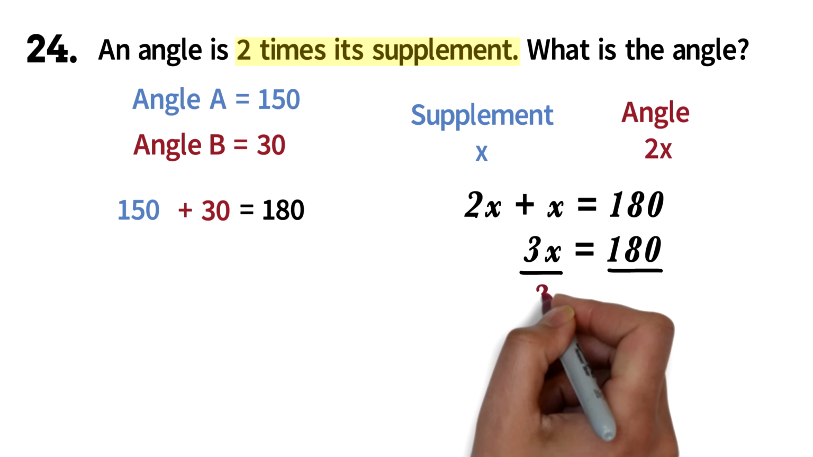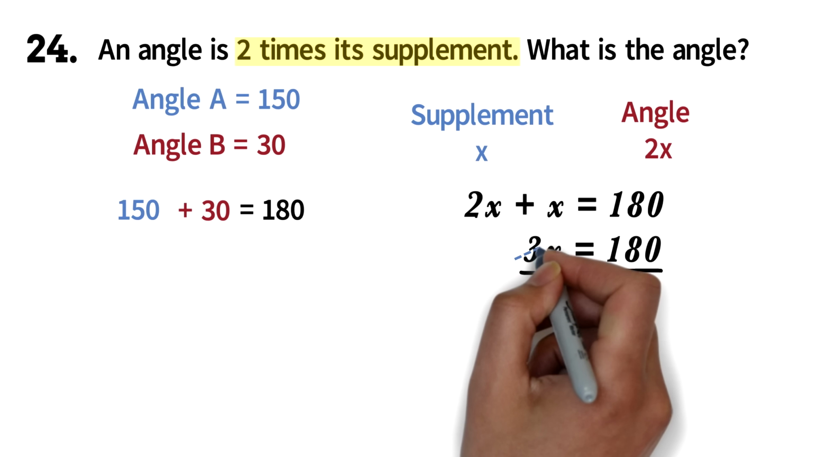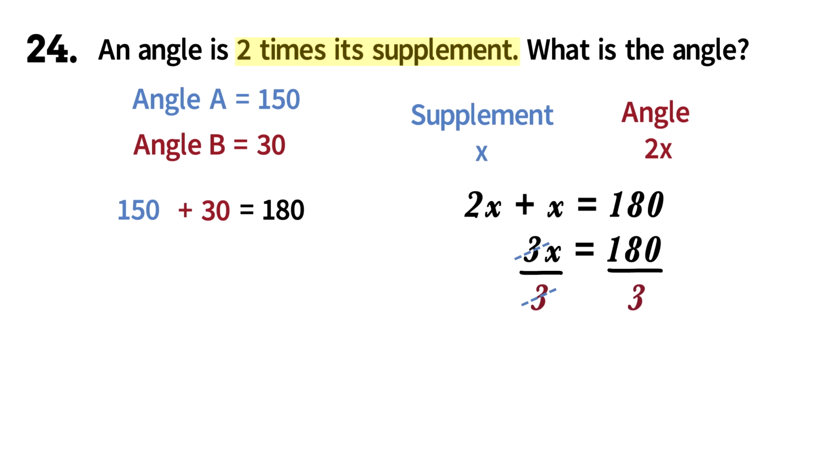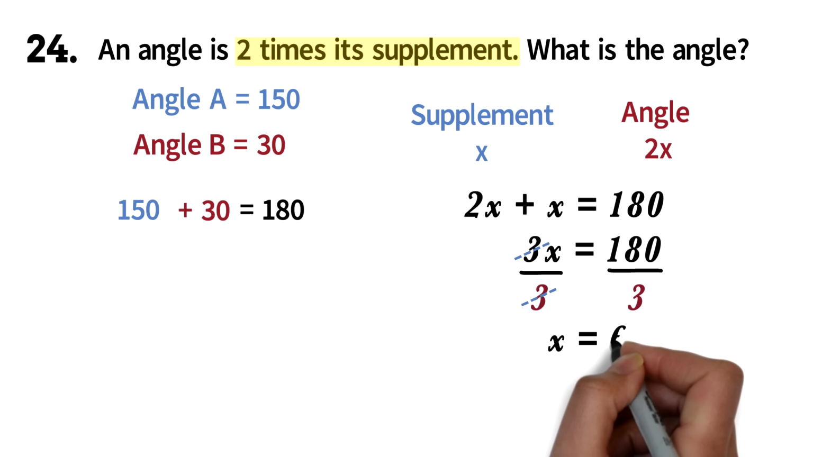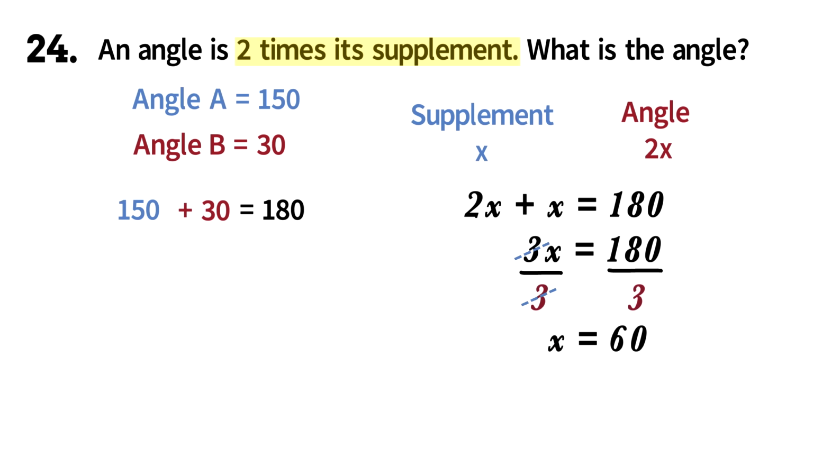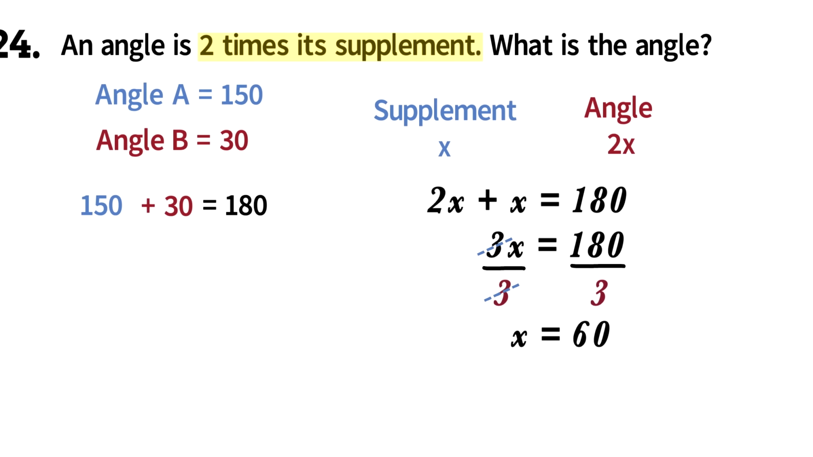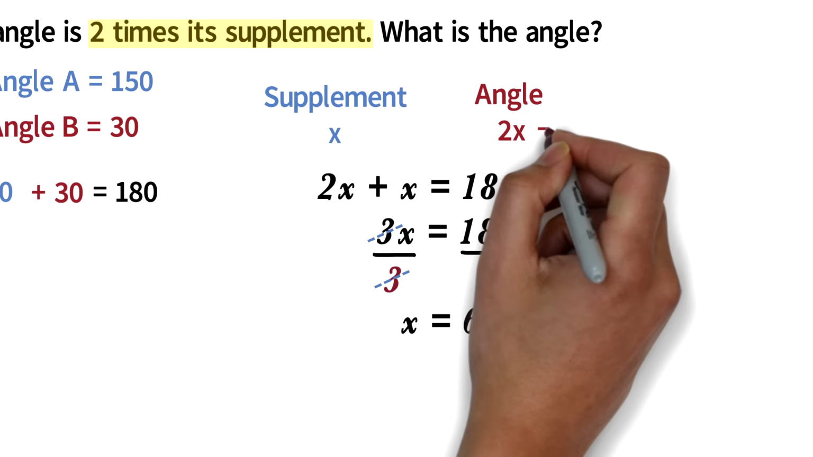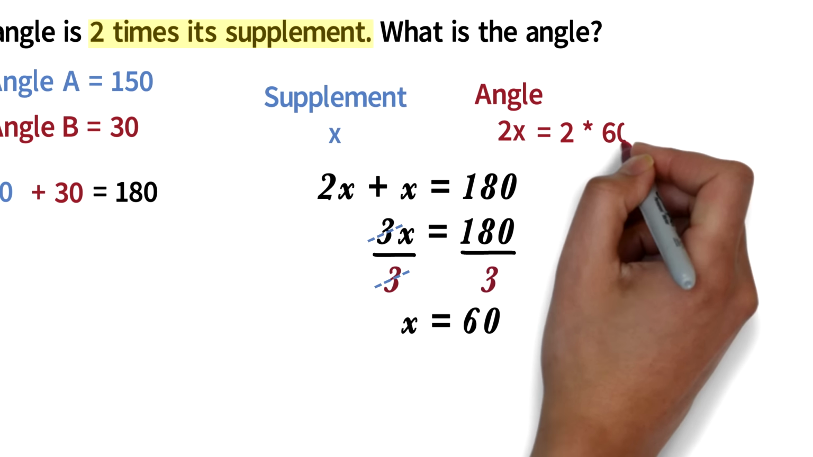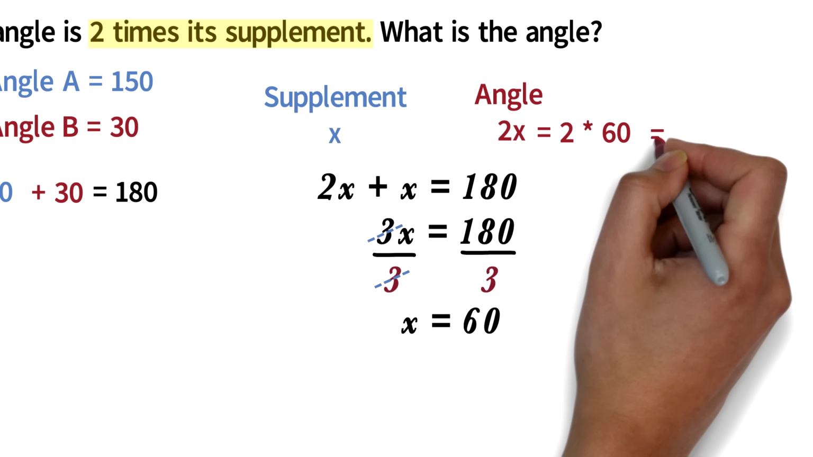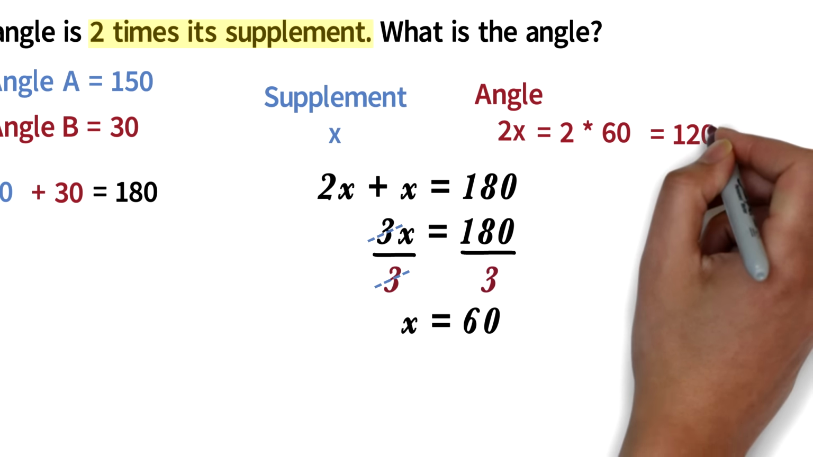We can now divide both sides by 3. The 3 will cancel out. 180 divided by 3 is 60. So x equals 60. Here again, we have to be careful to note what the question is asking. What we just found is x, and we know that x is the supplement. The angle is 2 times the supplement, so we have 2 times 60. The angle is therefore 120.